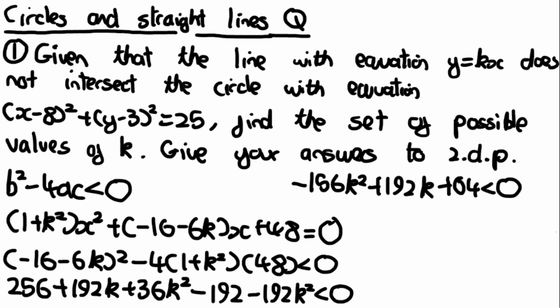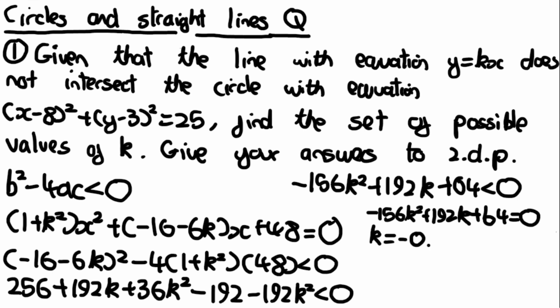Now we've got a quadratic inequality, and we talked about how to solve this in the equations and inequality sections. So what we're going to do is replace the inequality sign with the equal sign. So we're going to do -156k² + 192k + 64 = 0. Then we're going to solve this. The best way to do this is just put it into your calculator and solve it, and you're going to get the values of k for this equation are equal to -0.27.